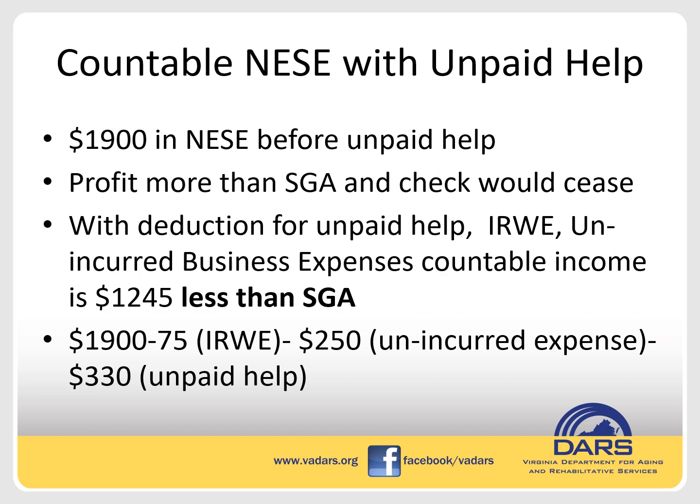Okay? So in our client situation, she has the whole gamut of self-employment work incentives available to her. She's got IRWs, unincurred business expenses, and unpaid help that is all going to be deducted when determining if she's eligible for benefits. So without the unpaid help, her earnings are over SGA, and she would likely be subject to an overpayment. Once you figure in those unpaid help deductions, her countable income is $1,245 a month, less than SGA.